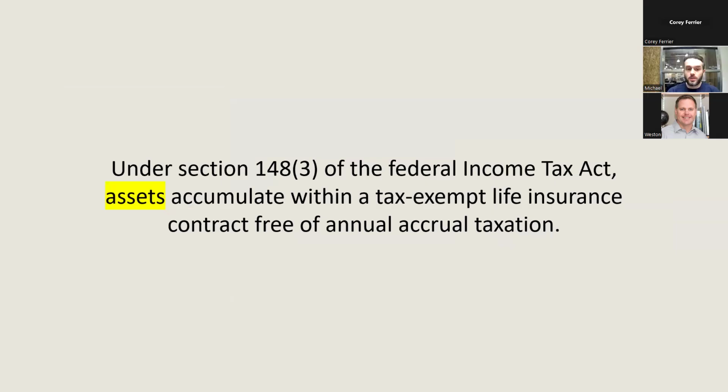This is taken from the Federal Income Tax Act under Section 148. So it literally has the word assets: accumulated within a tax-exempt life insurance contract free of annual accrual taxation. So the word assets is in the Income Tax Act. Therefore, it is an asset, and it does accumulate. And of course, you don't have to pay annual taxes. They do accrue free of annual accrual taxation.